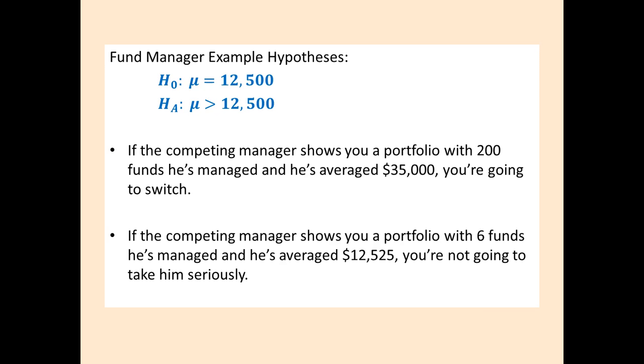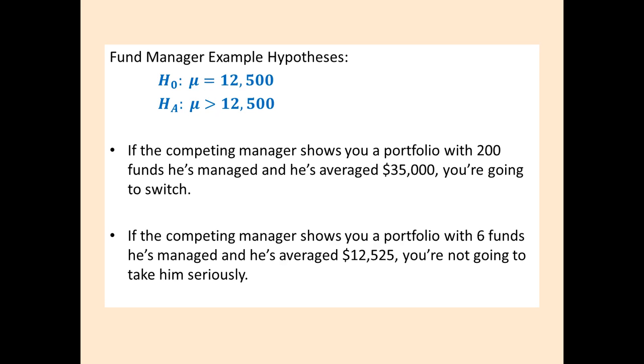I guess here mu is the ROI for the competing manager, because you want to see if there's evidence that their average ROI is bigger than 12,500, because that's the only way you're going to switch, if there's a lot of evidence supporting that idea. So if the competing manager shows you a big portfolio, 200 funds, and the average return on investment is 35,000, then you're going to switch. Right, 35,000 is a lot bigger than 12,500, and that sample size at 200 kind of adds legitimacy to it.